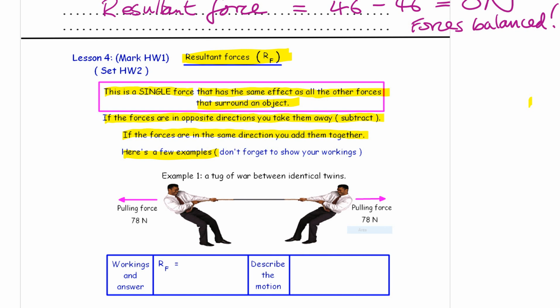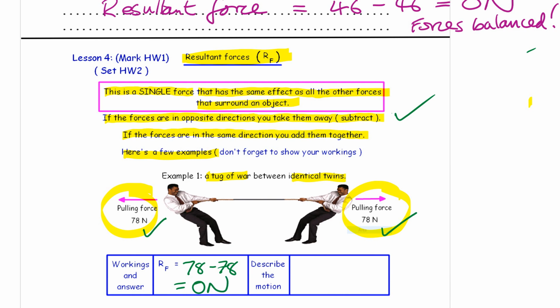We've got these identical twins in a tug of war. One is pulling one way, one is pulling the other. What we do there, of course, is they're in opposite directions. We take them away. So the resultant force, the single force, is 1, take away the other. So that will be 78, take away 78. And that equals 0 newtons. The forces are balanced, and the tug of war is still stationary.